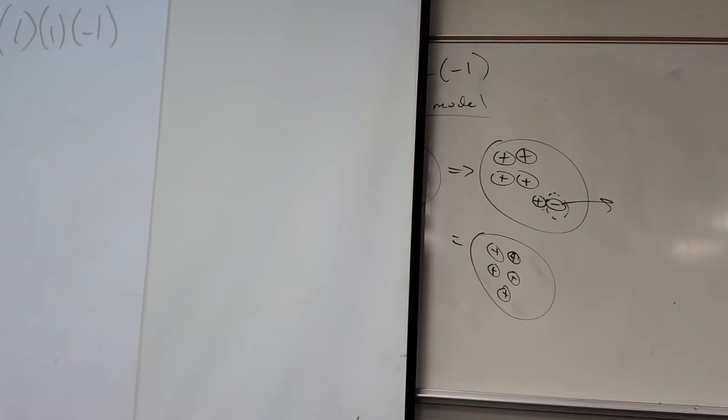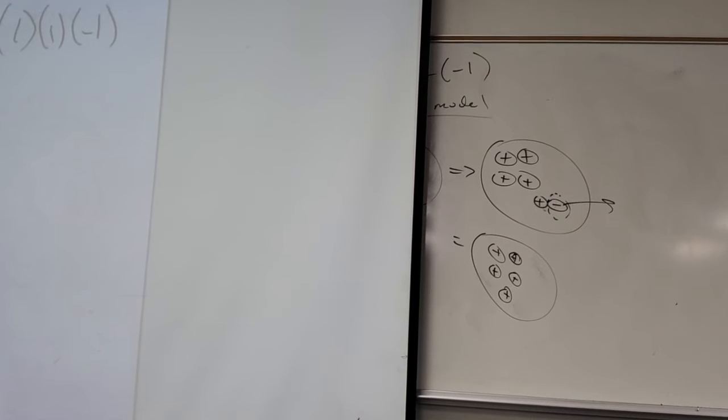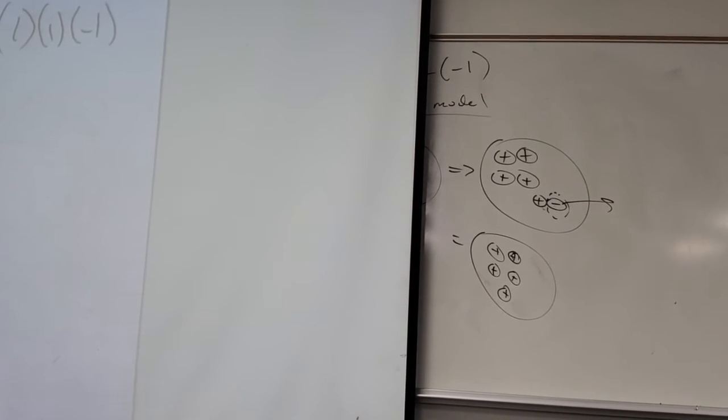So if there's an even number of negatives, there won't be any left alive. So the answer will be positive. If there's an odd number of negatives, the answer will come out negative, because there'll be one left over, right? So if I had 5 negatives, then these two would cancel. Careful, Jeff. Yeah, then these two would cancel, so you'd have one left alive, right?